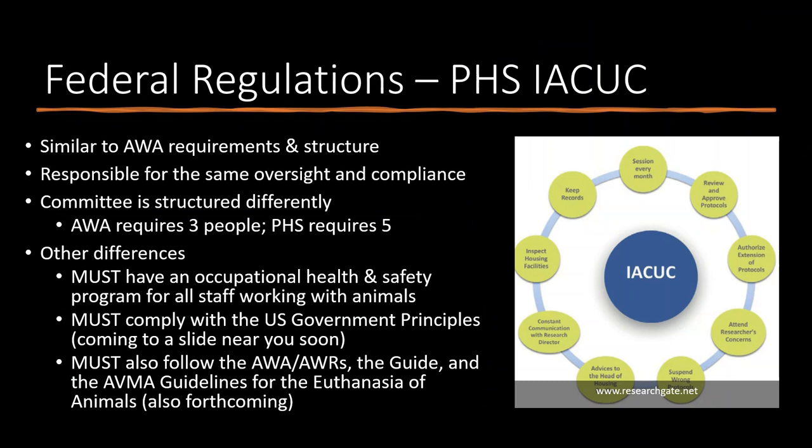The AWA requires a minimum of 3 members on the IACUC, while the PHS policy requires a minimum of 5 members. Other differences include the requirement for an occupational health and safety program for all staff working with animals under the PHS policy. Additionally, the PHS policy mandates compliance with the U.S. government principles for the utilization and care of vertebrate animals used in testing, research, and training. We'll explore these principles in more detail shortly.